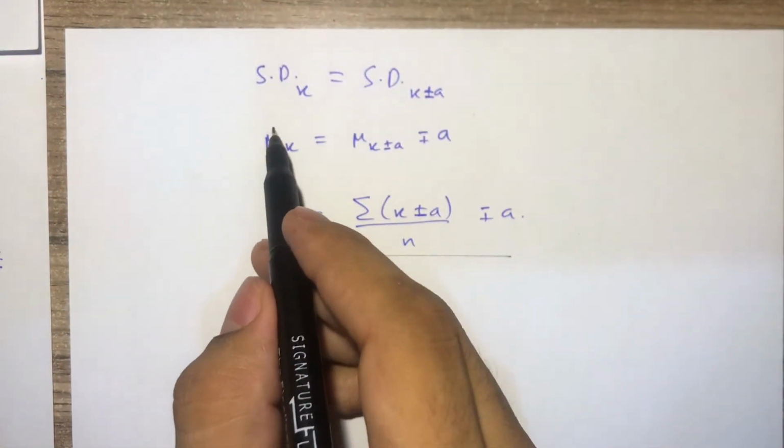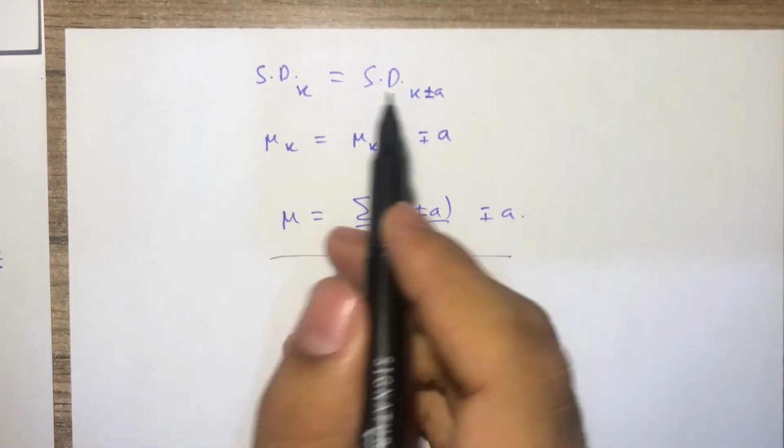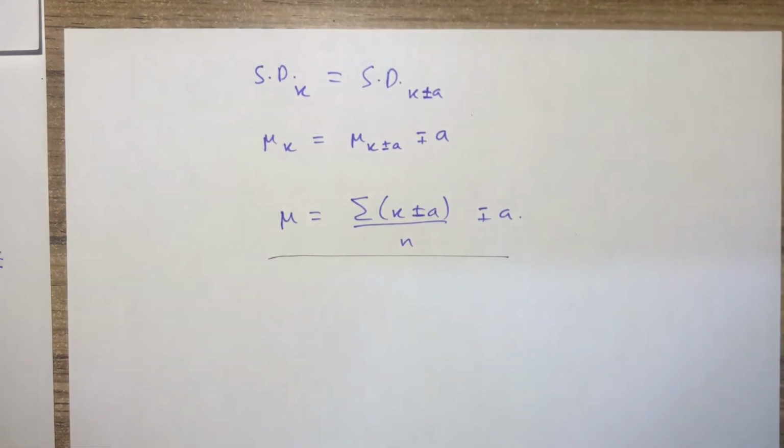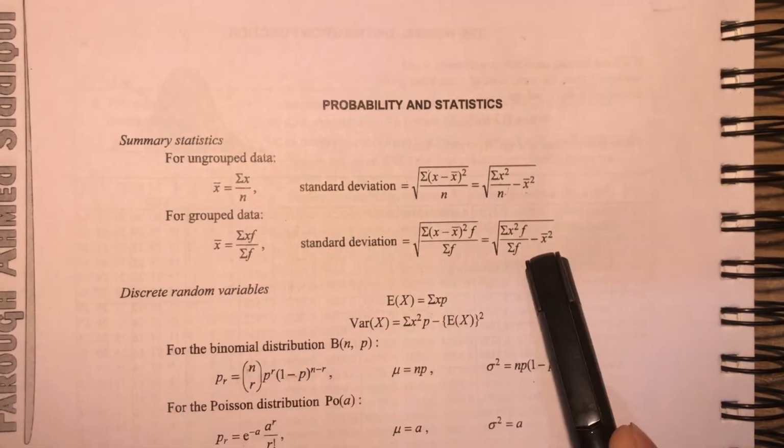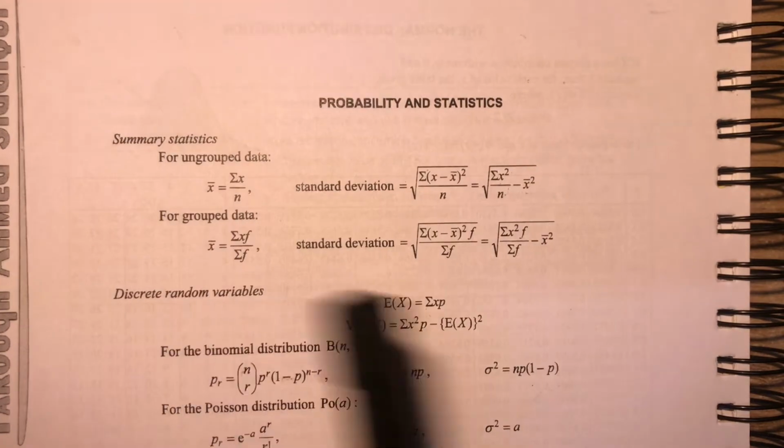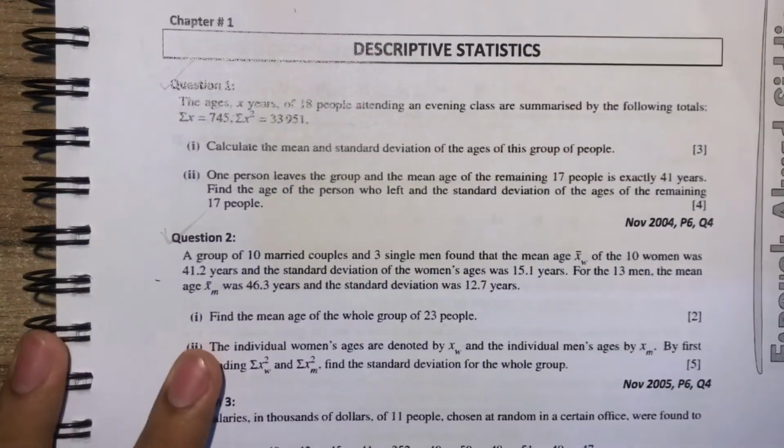Whereas we know that standard deviation for coded data or uncoded data is the same because it's the average spread of the data. So we'll do question one more thing. Here in the MF19 we have these formulas for standard deviation and mean, right? Now question one.